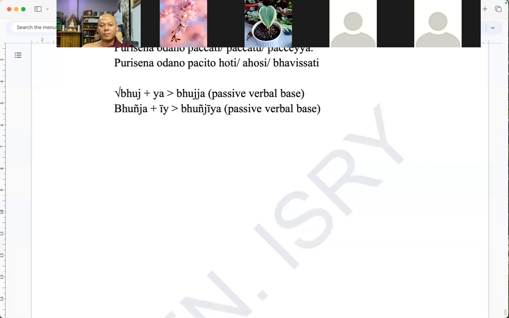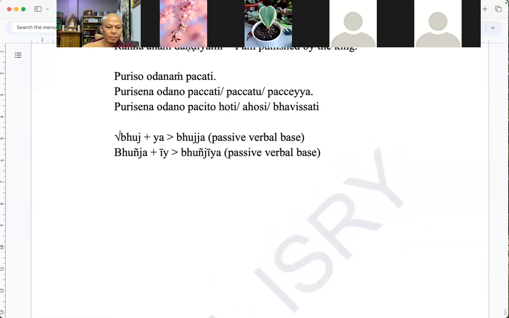So the verbal terminations will depend on which mood or which tense we would like to use, and we can attach it with this one. Right. Yeah. Thank you very much, Bante. I got it. And one more point, Bante, the last one.